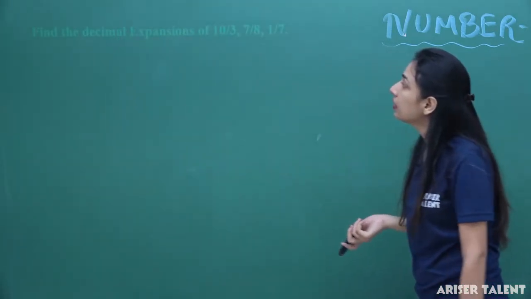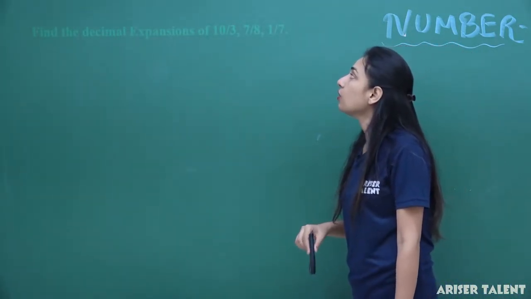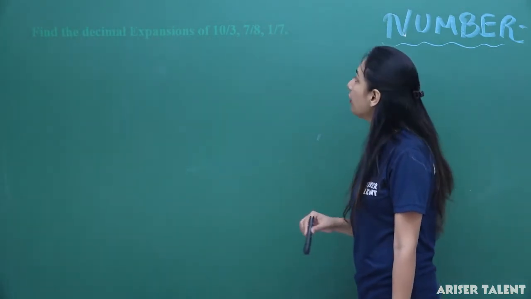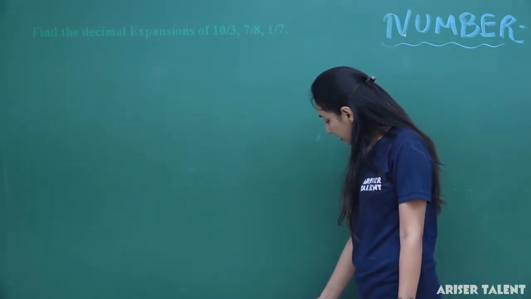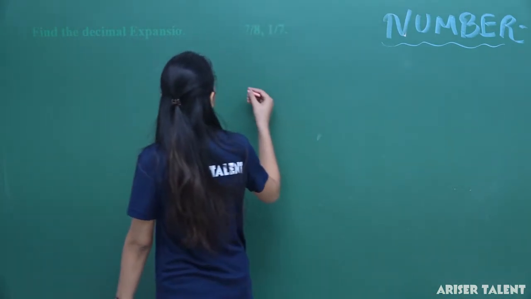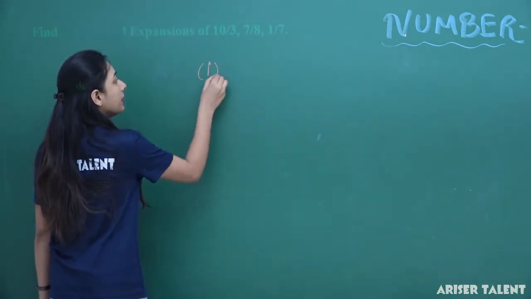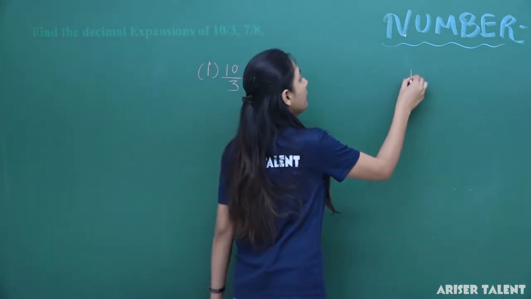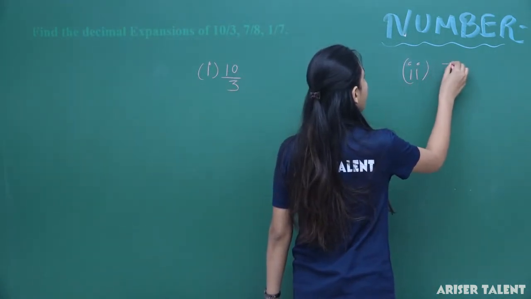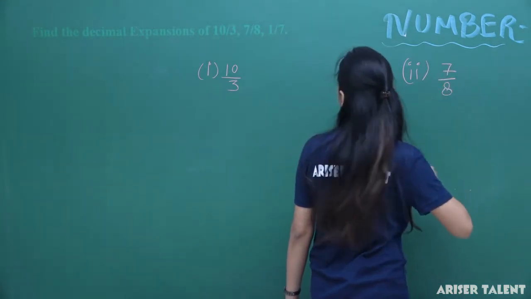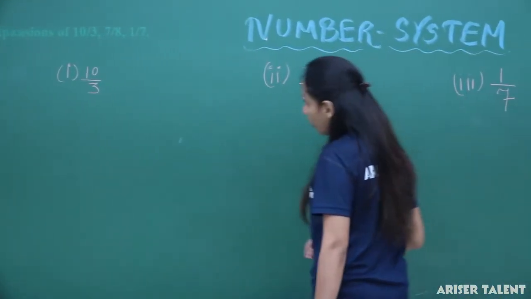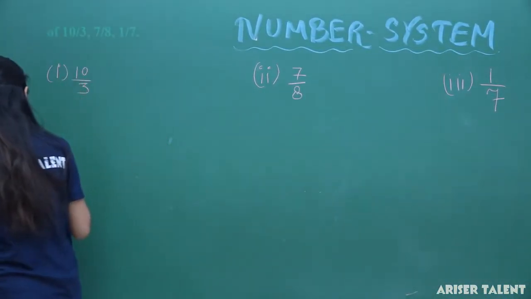Then find the decimal expansion of 10 by 3, 7 by 8 and 1 by 7. Okay, let us do it one by one. First we have 10 by 3, second 7 by 8, and third 1 by 7, isn't it? Okay, so let us start the work.